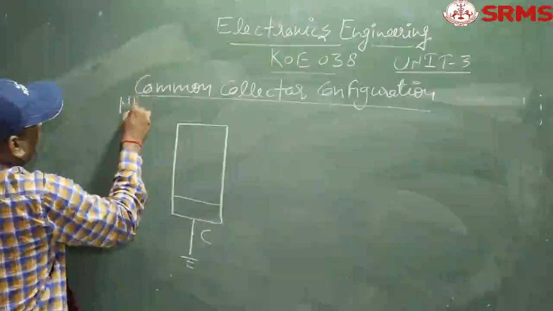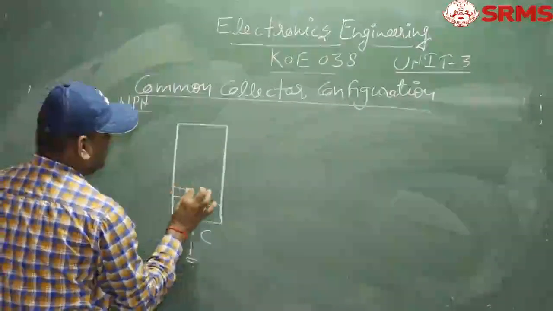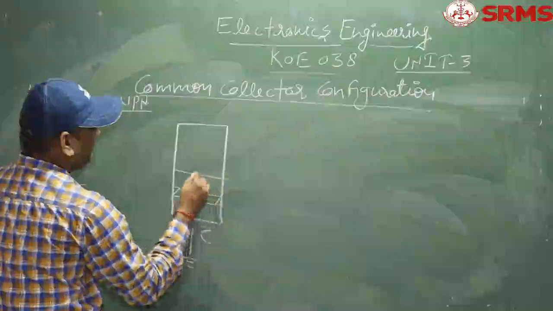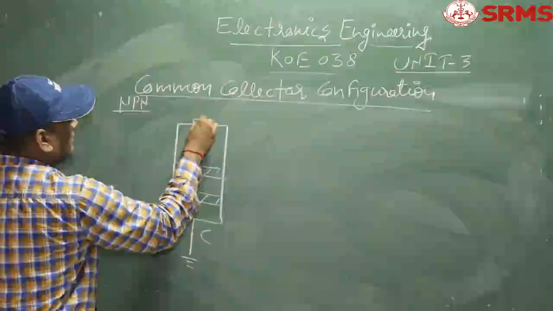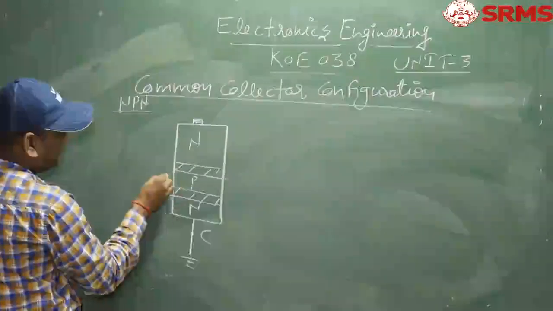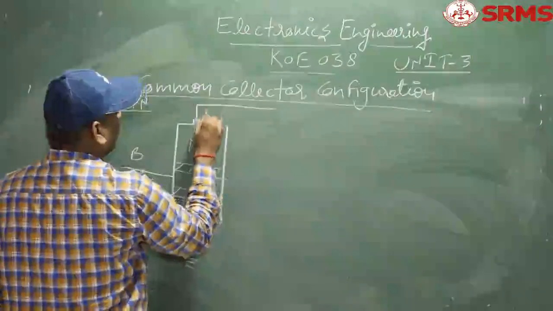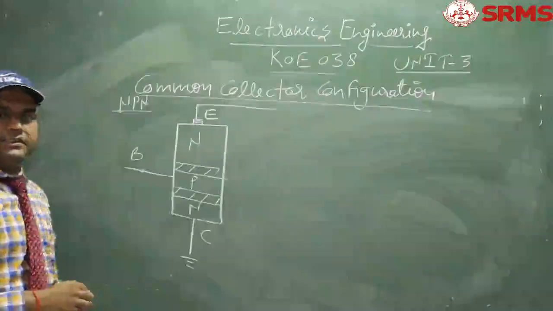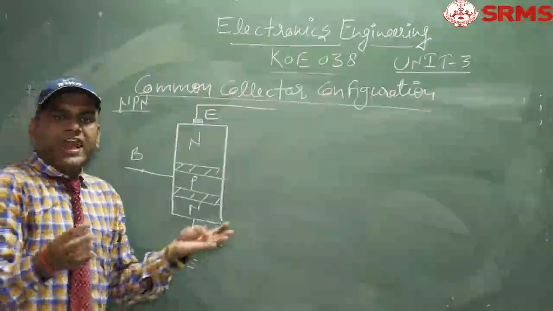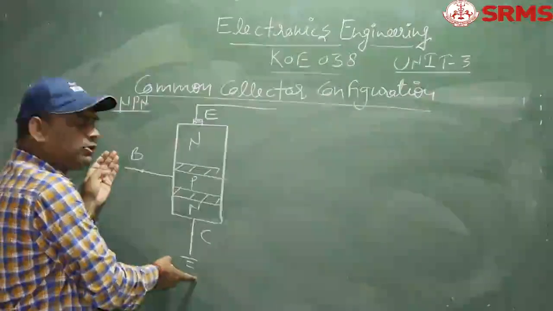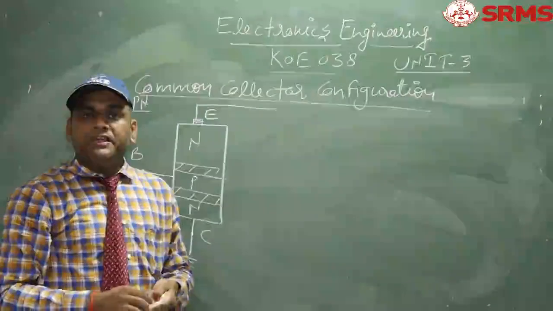Let me draw this configuration for an NPN transistor. So here this is N. This is your depletion region. This is your depletion region. This is P. And here we have N. This is your base terminal. And this is your emitter terminal. So the collector is common for the base as well as for the emitter. So you can apply the input voltage at the base terminal with respect to the collector terminal, and we get the output voltage at the emitter terminal with respect to the collector terminal.